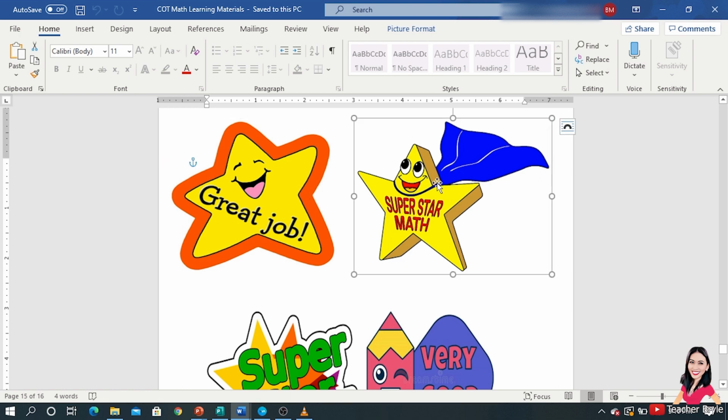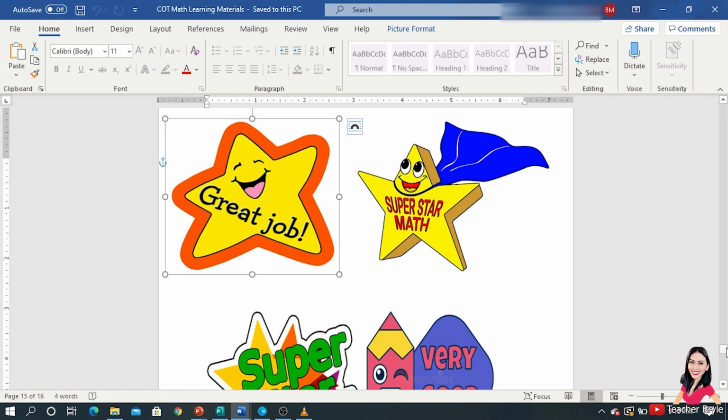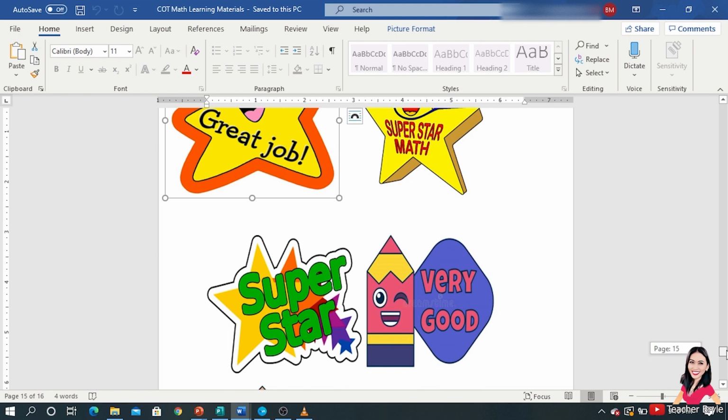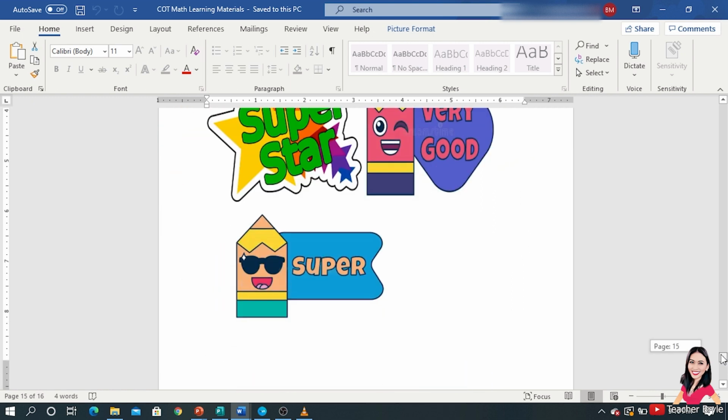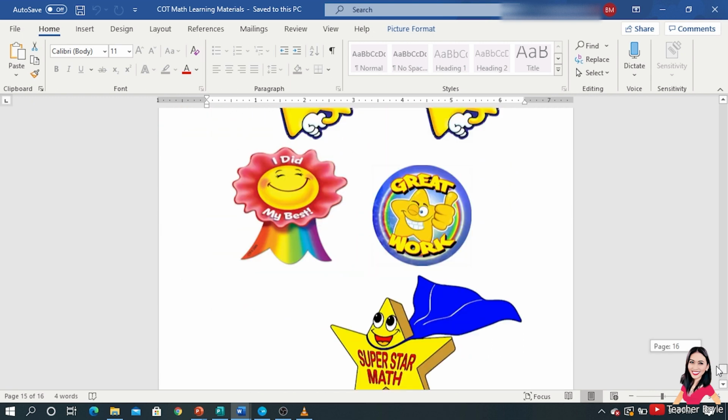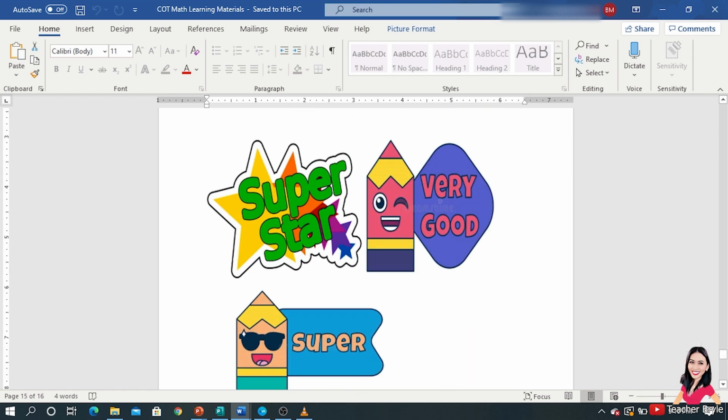These are the positive rewards given to learners. So, for your information, since we have no face-to-face, during the demo, my co-teachers were the ones who acted as pupils or learners. Okay, these are the rewards I gave. You can cut them out.